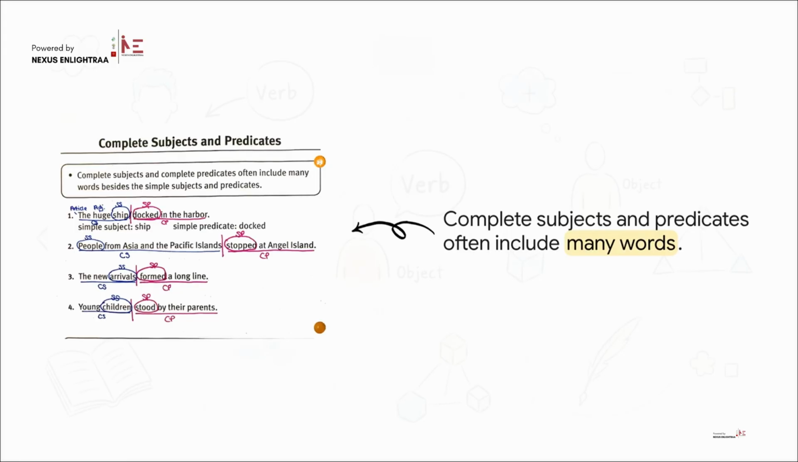Now, as sentences grow longer, the complete subject and the complete predicate might start to include some extra descriptive words. Take the sentence, "the huge ship docked in the harbor." The absolute core of that sentence is really just ship docked. All those extra words, they're just there to give us a bit more detail. But the basic building blocks remain exactly the same.